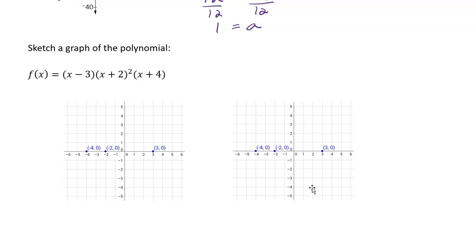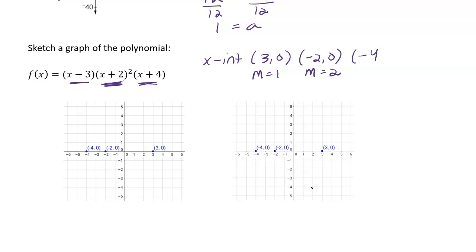If you look at this function here, you can see we have 3 factors. We have an x-intercept at 3, and it has a multiplicity of 1. We have an x-intercept at -2, with a multiplicity of 2. And we have an x-intercept at -4, with a multiplicity of 1. Just looking at this equation, we already know this information, and you can see I've got 2 graphs down here, and the x-intercepts are already marked on the graph.